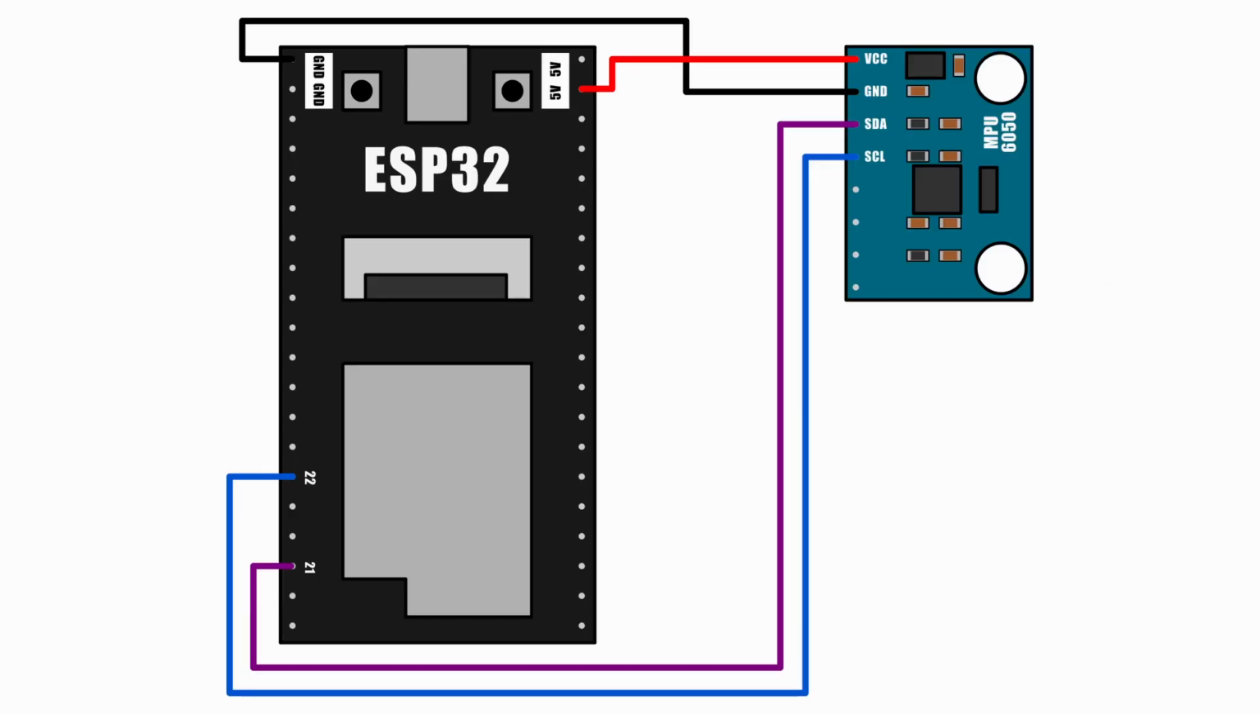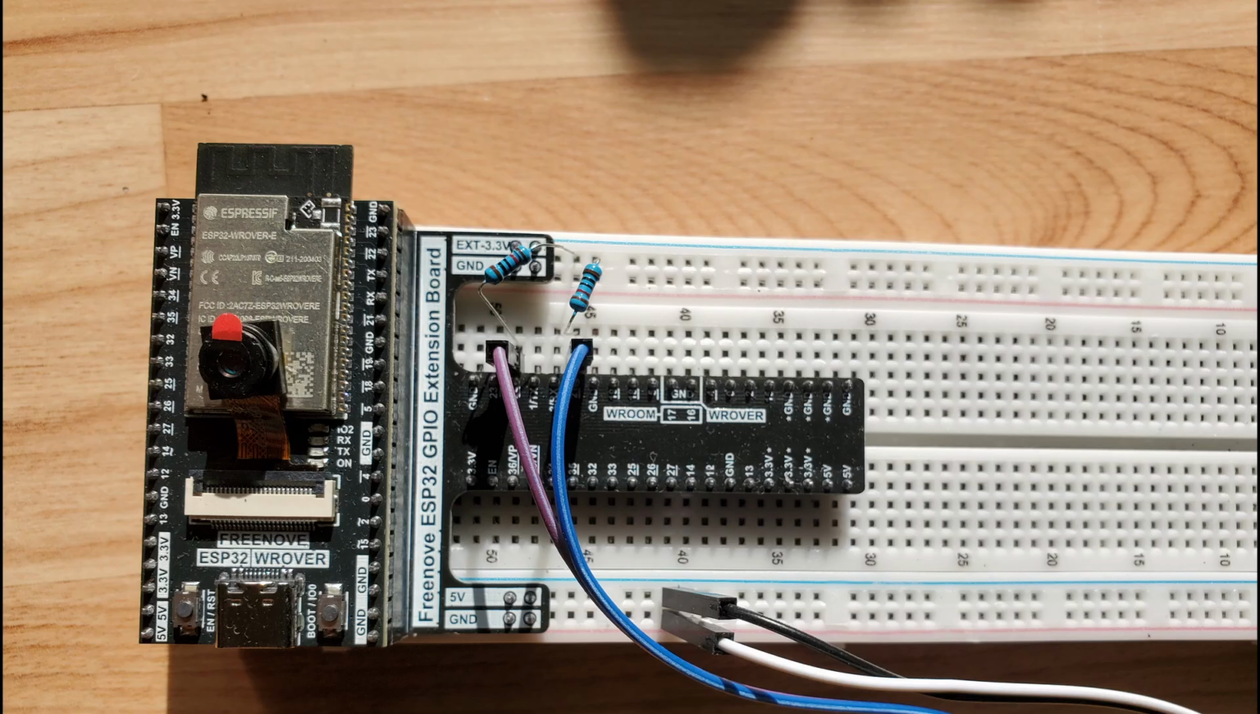Let's start by setting up the hardware. Connect the VCC on your MPU 6050 to 5 volts and GND to ground. SDA and SCL are the serial data and serial clock pins and should be connected to pin 21 and pin 22 respectively. You can also set them to different pins in the code. For them to function correctly, the SDA and SCL pins must have pull-up resistors.